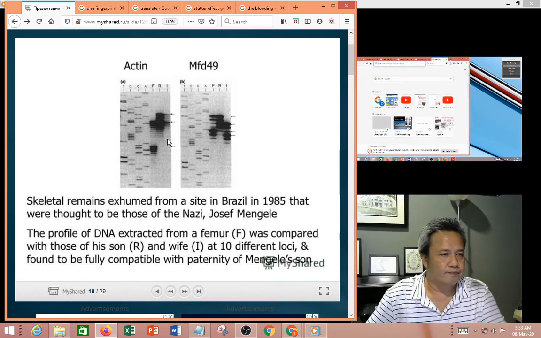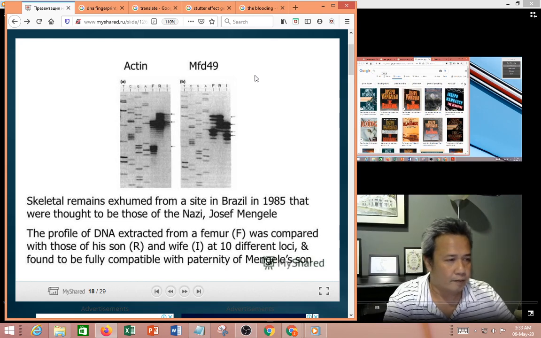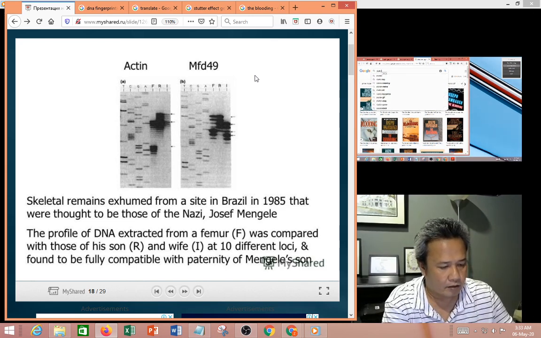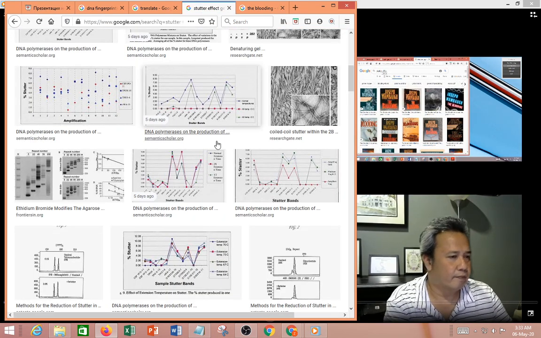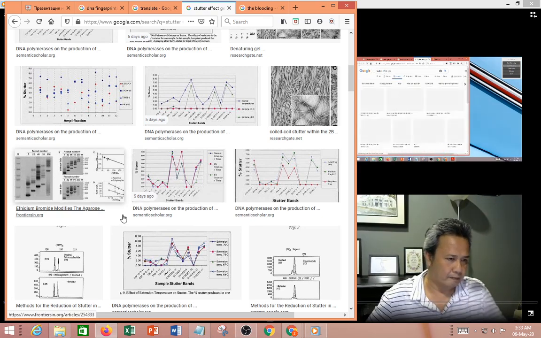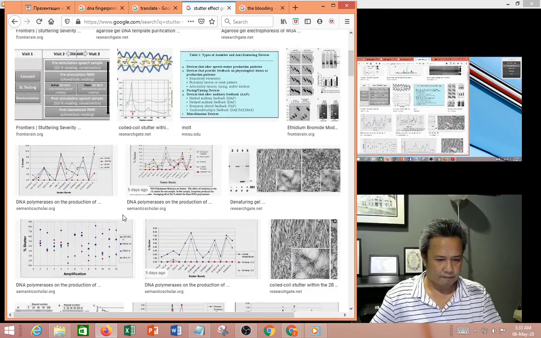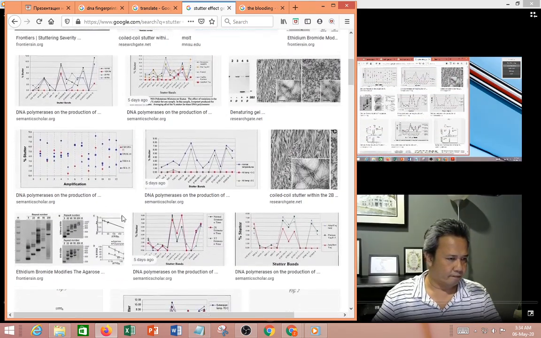I don't know whether you can see here. Let's try and Google Stutter Effect gels images. Yeah.